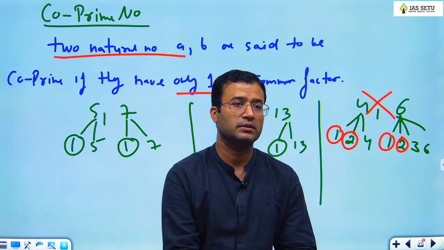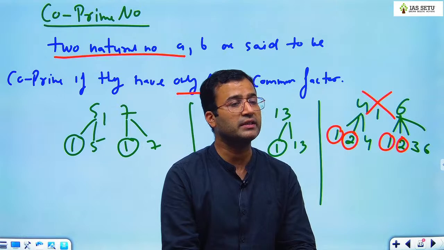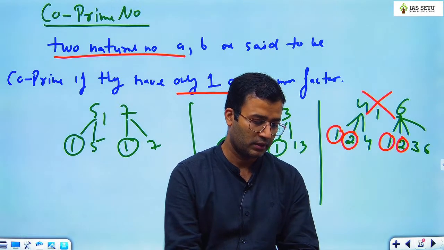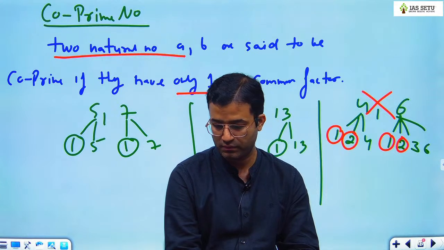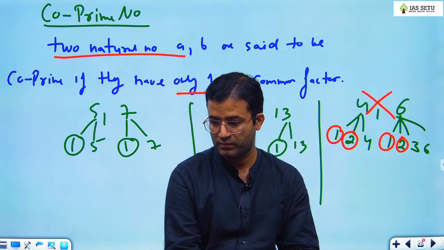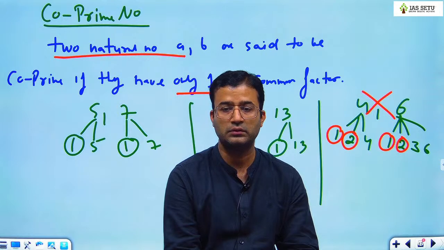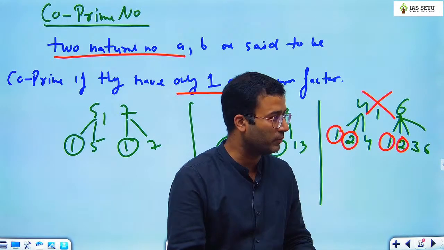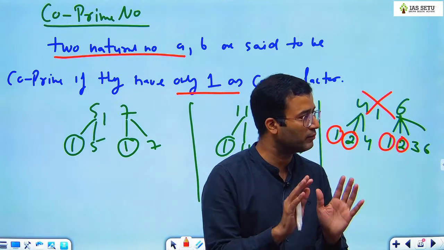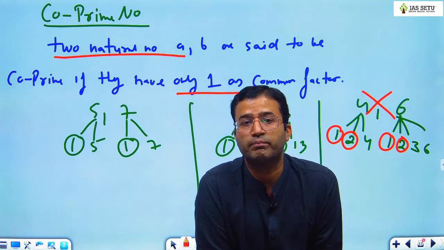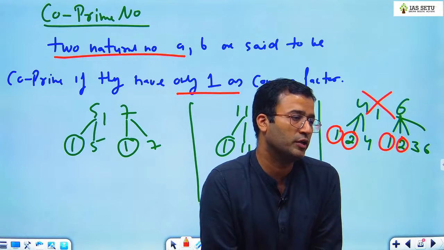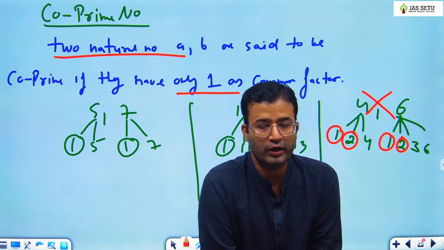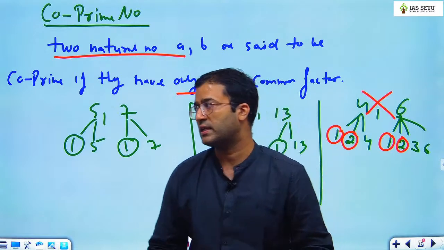But composite numbers can also be co-prime. I repeat, prime numbers are necessarily co-prime. Prime number जो है वो आपस में co-prime होते ही होते हैं, but composite numbers can also be co-prime. Okay, I give you an example.